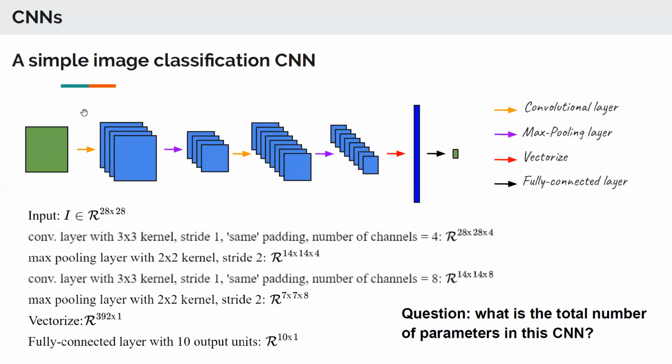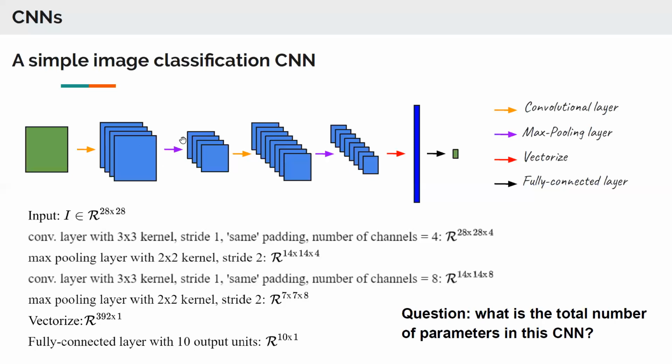Okay, so we have this convolutional layer. So we have convolutional kernels. These are learnable parameters. Biases. These are learnable parameters, right?